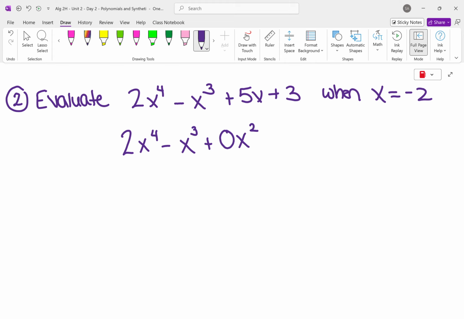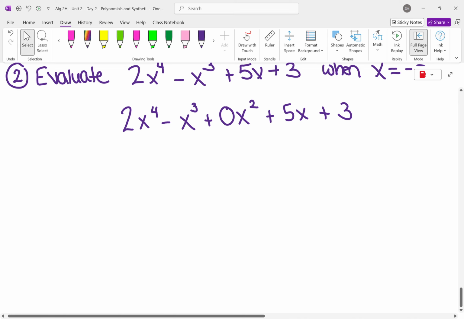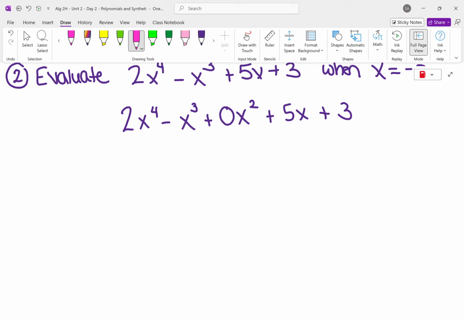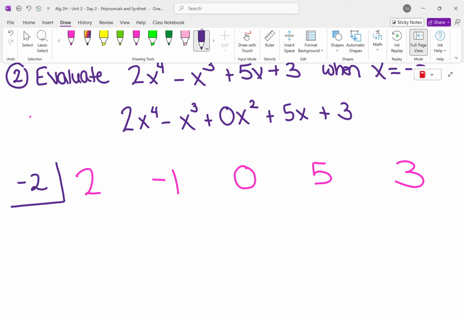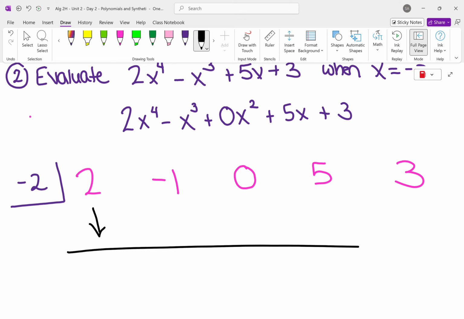So what we're going to do is we're going to rewrite this. 2x to the fourth minus x cubed plus 0x squared, right? I'm not changing the value if I put a 0 there. Plus 5x plus 3. So my constant is even accounted for there. Now are we in good shape? Okay, so now what we do is we're going to write out all the coefficients, but don't bring the variables, just the coefficients. So we're 2, negative 1, 0, 5, 3. What number am I putting in the box? Negative 2. Perfect. You okay with how we set it up?